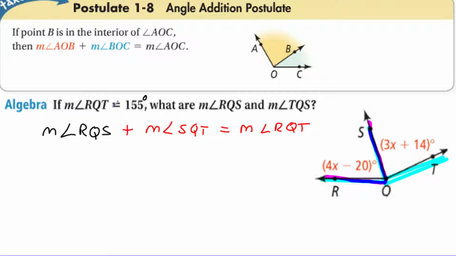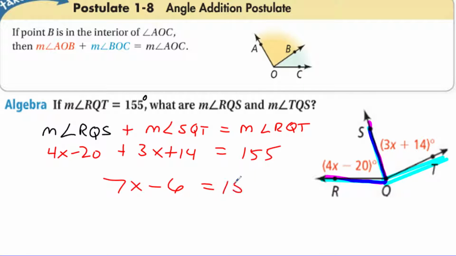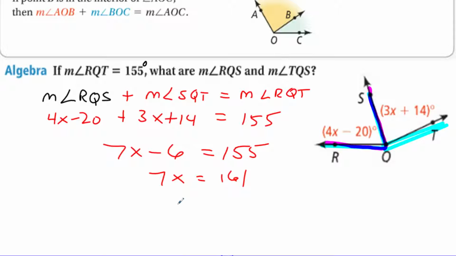Now if I plug in values, it's very similar again. RQS is 4x minus 20. SQT is 3x plus 14. And RQT, they told us not in the diagram, but up in the problem itself, is 155. So I'm going to say 4x minus 20 plus 3x plus 14. When I combine like terms, I get 7x minus 6 is equal to 155. I'm going to add the 6 over, find out that 7x is equal to 161. And when I divide this by 7, it looks like I get 23.